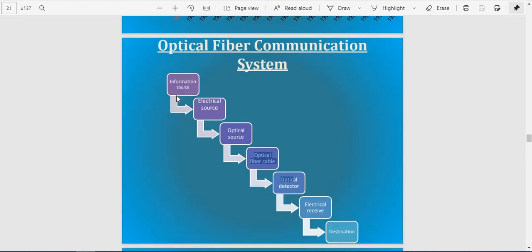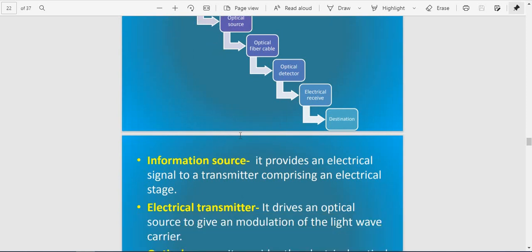So you may note these steps down. It can be useful for you to understand the chapter. All we are dealing with is this communication system. From unit 1 to unit 5, we are concerned with how we use the information source, how we get the electrical source, how we find the optical source, and from there we proceed with optical fiber cables. Then the detectors and electrical receivers, then the receiving end, which is nothing but the destination part. This complete communication system is considered the optical fiber communication system. Clear? We are going to see this complete part from unit 1 to unit 5.